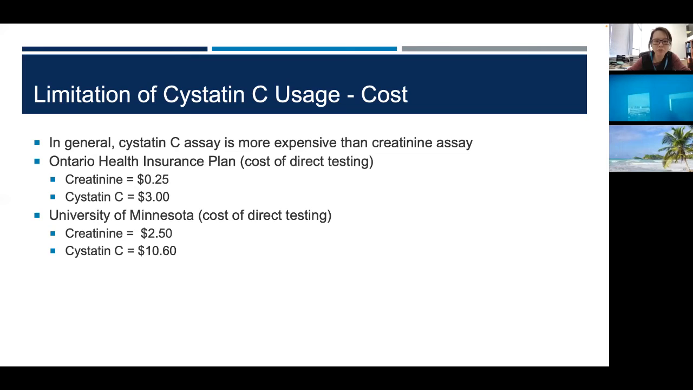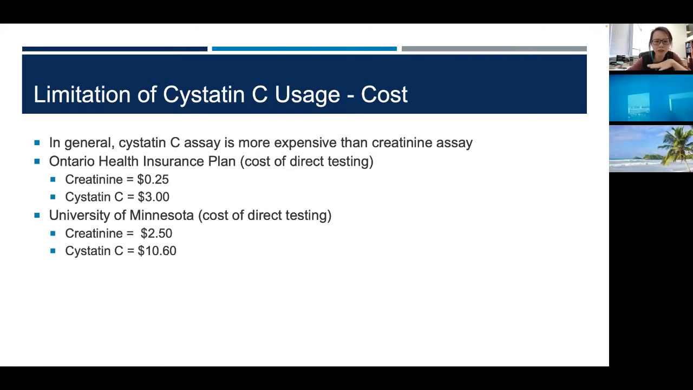At the University of Minnesota, and this is a direct cost of the testing, the serum creatinine will cost $2.50 to run, whereas Cystatin C costs $10.60. So it's 4 times more to run Cystatin C than creatinine.